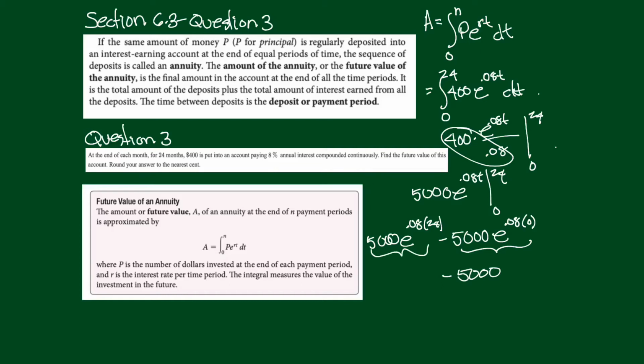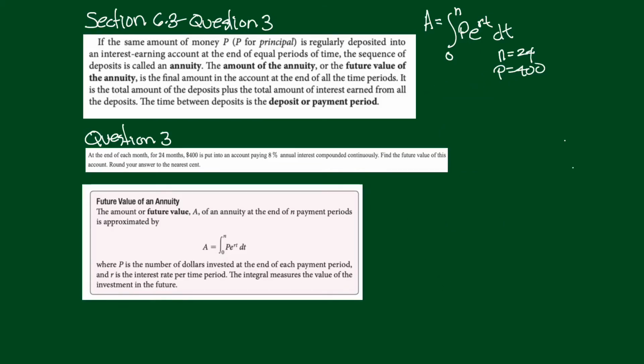Now we have to compute this. So look at this integral. See what we have, see what we need. Now, we have n. n, that's the number of payment periods. We're doing this for 24 months, so n is 24. P, the principal, that's the amount we're investing at the end of each month. That's 400. Now R is the annual interest rate, which is 8%, but we're investing this every month. So our interest rate is going to be divided by 12. And I'm just going to leave it as this fraction, let my calculator do all that work.